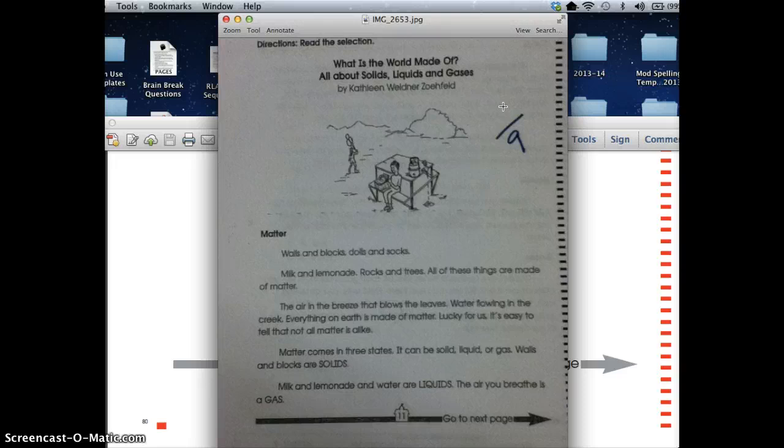When you're finished, raise your hand or bring it to your teacher, and she can help you figure out what kind of a percentage you got. Congratulations, you're finished with the second one.